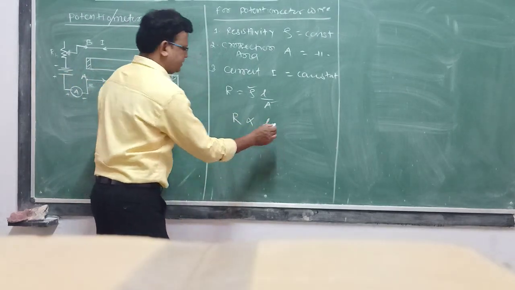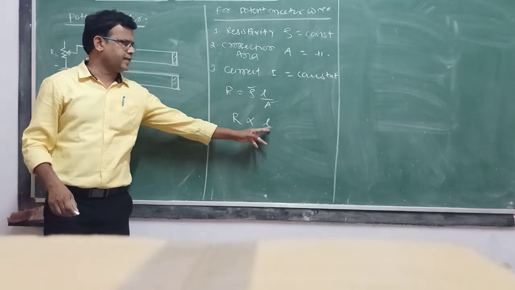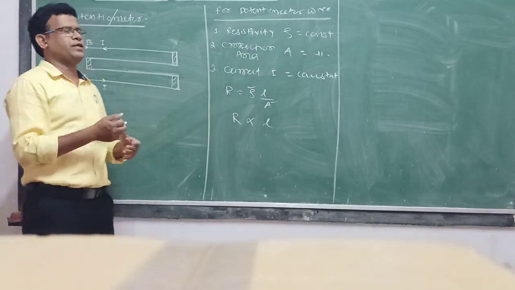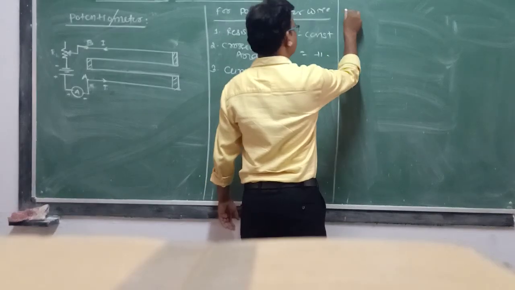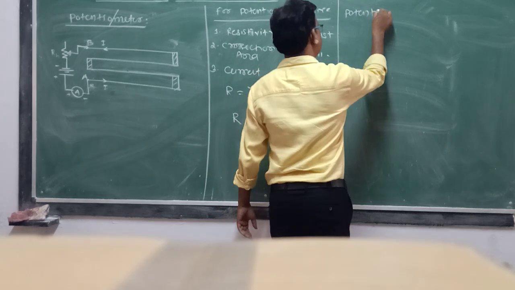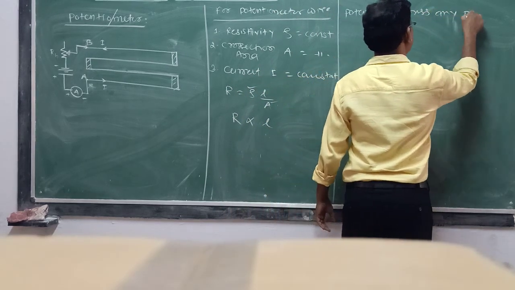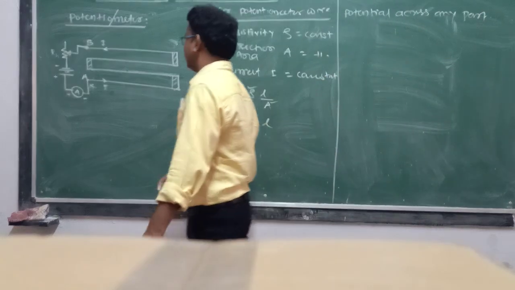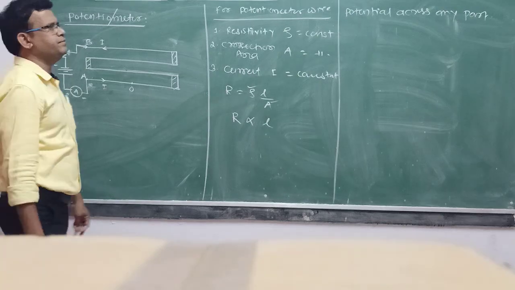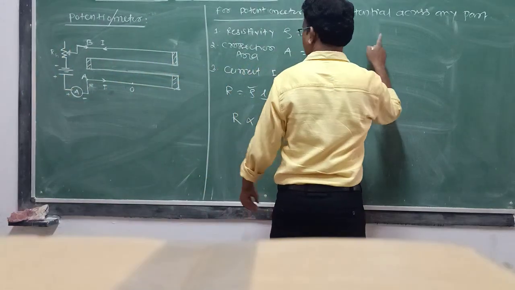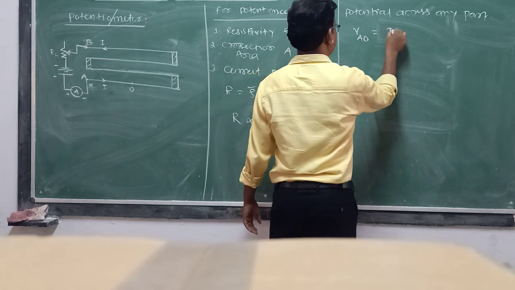Like the meter read, the resistance of any part of this wire is directly proportional to the length of that part only. Now, if you would like to measure the potential across any part of the wire, suppose I have taken the part from A to O. This is the length of the part I have taken. So the potential across the length AO, if you would like to calculate, then V across AO can be taken as what?